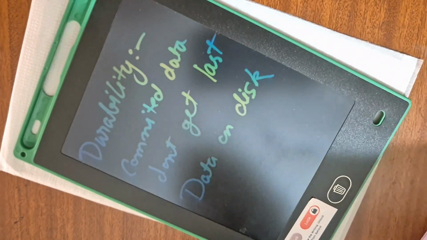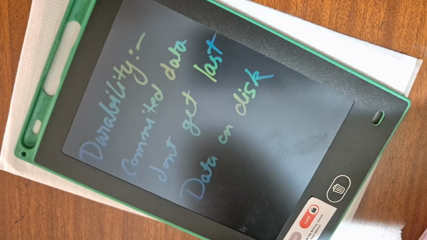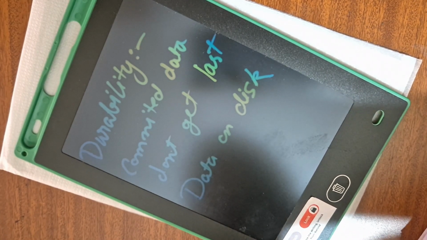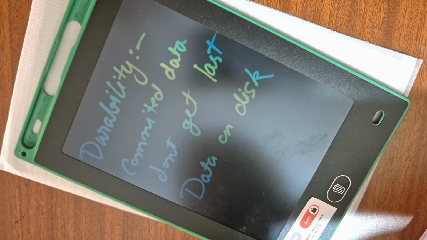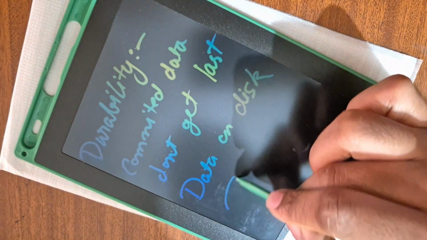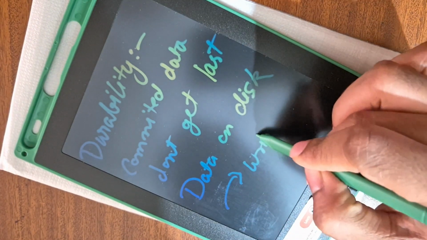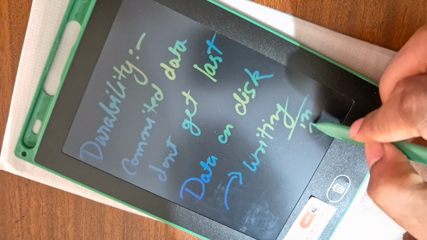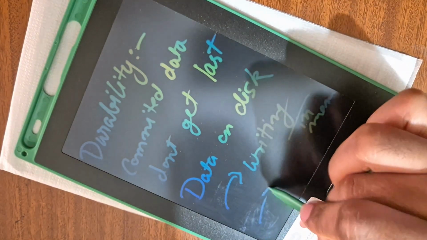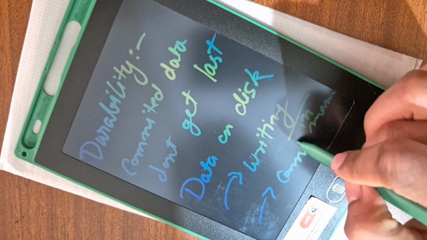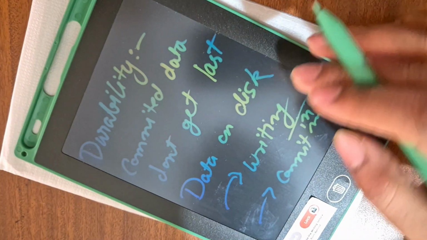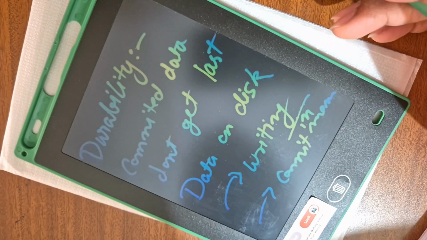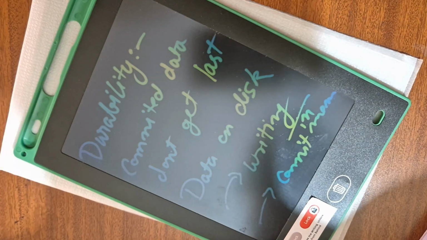Last but not least, durability. The committed data doesn't get lost. Data should be on the disk. There are two things. One is writing the data, and at that time it is in memory. And then committing the data. When we commit, it should go inside the disk. It shouldn't happen that once the power is down or something bad happens, the data is lost. So that is durability.